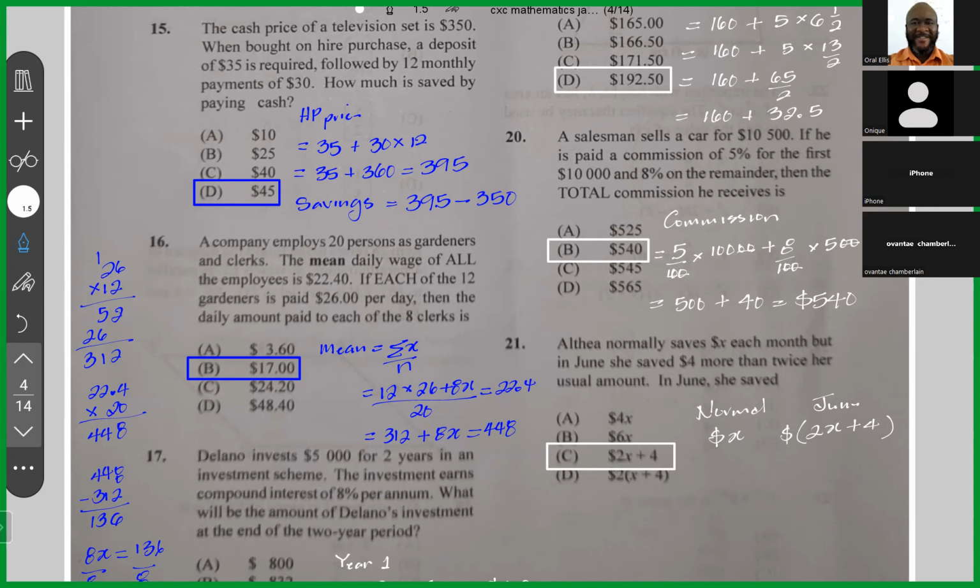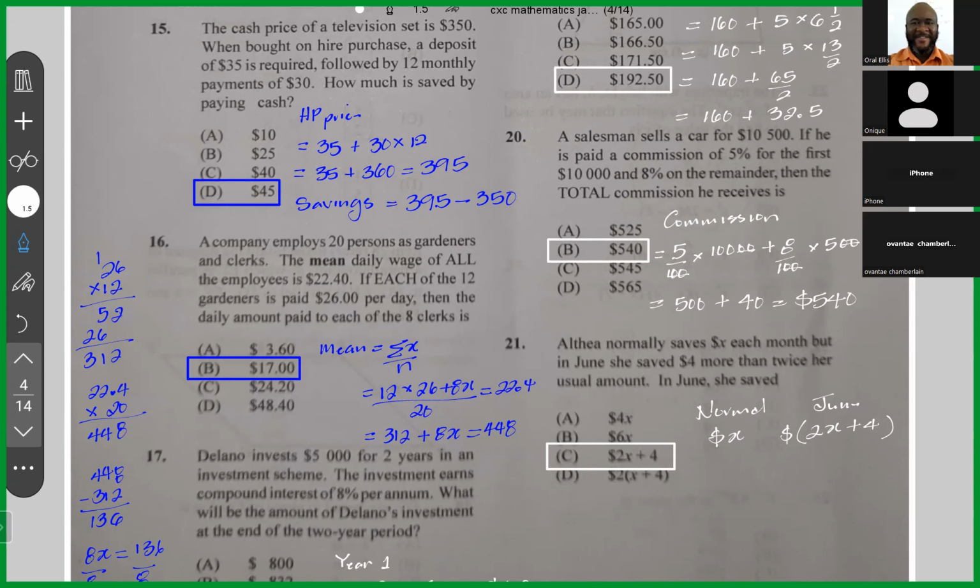Number 20 is an easy question. It's a question on commission. It says a salesman sells a car for $10,500. He's paid a commission of 5% on the first 10,000 and 8% on the remainder. So it's a total of 10,500.